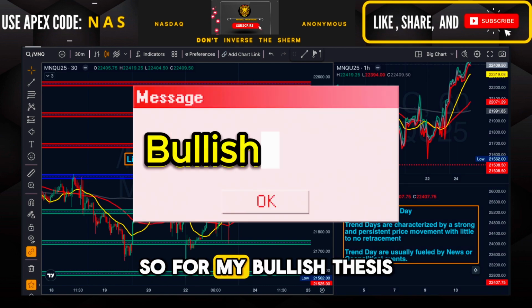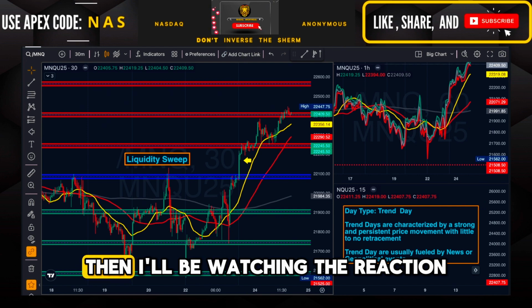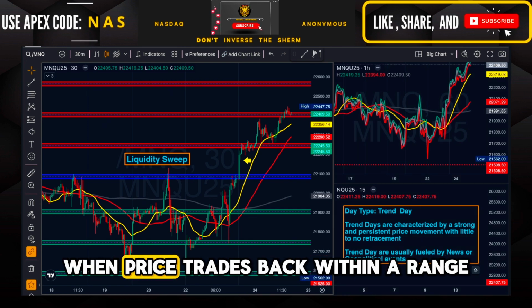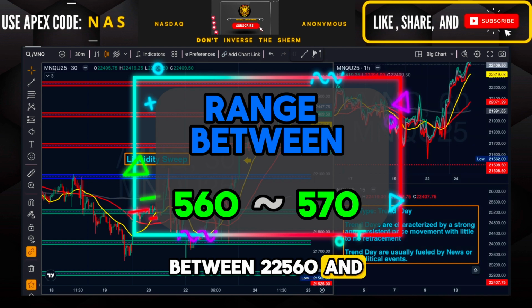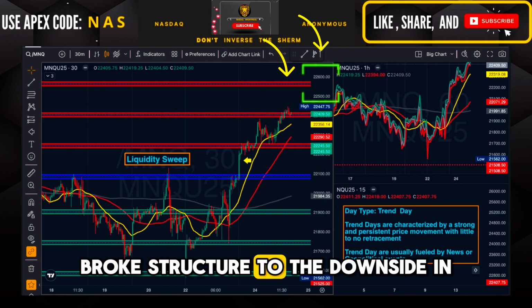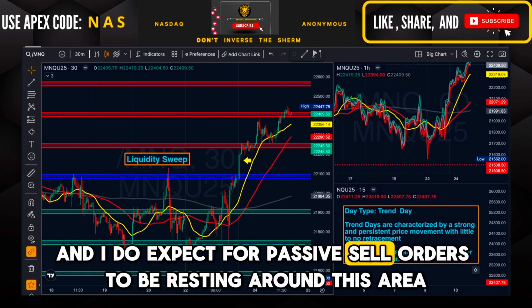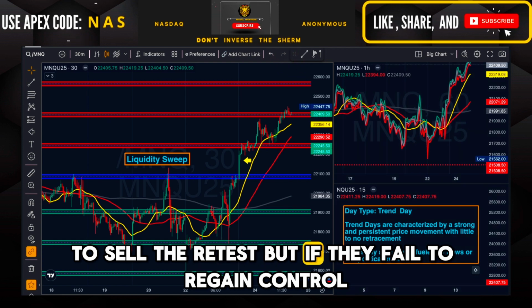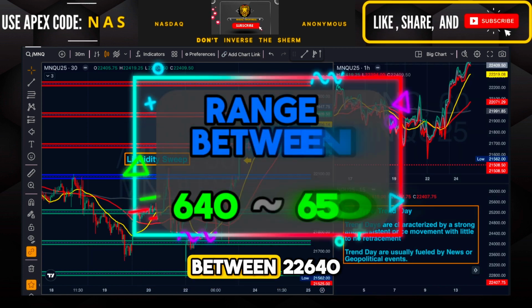So, from my bullish thesis, if the bulls can maintain their control overnight, then I'll be watching the reaction when price trades back within a range between 560 and 570. Because this is the range where the bears broke structure to the downside in a previous session, and I do expect passive sell orders to be resting around this area to sell the retest.